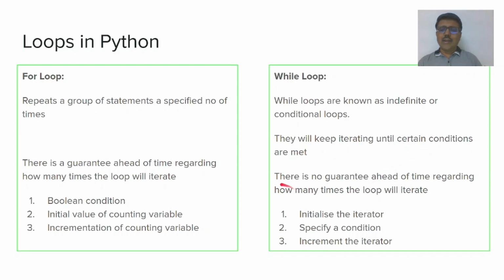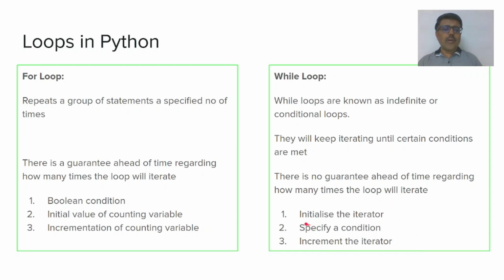And here, if you see, there is no guarantee ahead of time regarding how many times the loop will iterate, because in the earlier example, in the for loop, for every ball I just do it till the eighth ball is done. Whereas in the while loop, the moment the red ball is available, I'll be stopping. That means I do not know how many times I'll be doing that. That is what it is.